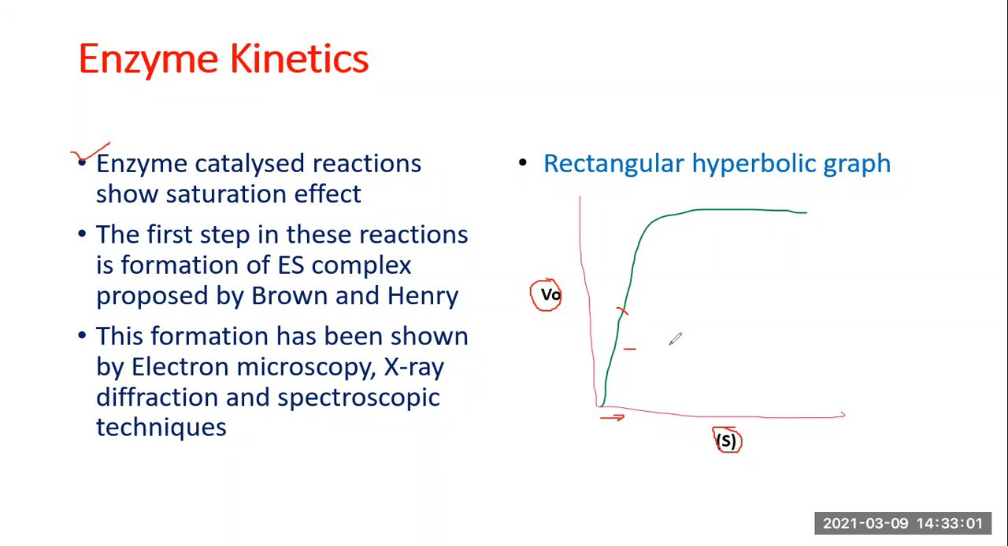And this is called first order reaction kinetics. Beyond this point, till maybe this point, when you further increase the substrate concentration, you do see an increase in the reaction velocity, but it is not proportionate to the increase in the substrate concentration. So this is called mixed order reaction kinetics, where the increase in the reaction velocity is not proportional to the increase in the concentration of the substrate.